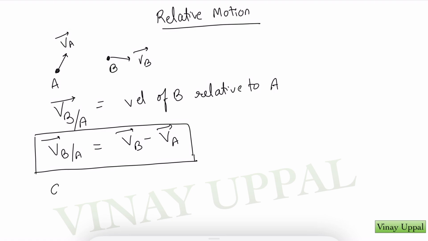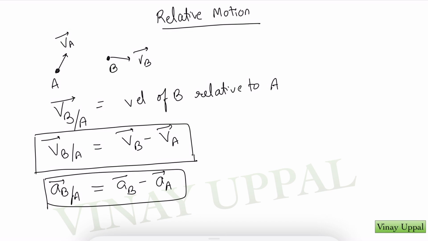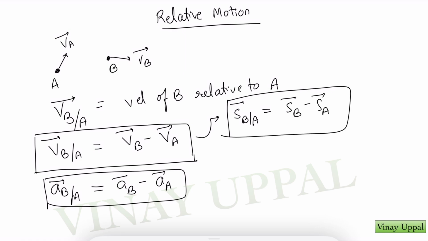Similarly, if I differentiate this once, I'll get my acceleration relation. So acceleration of B relative to A is acceleration of B minus acceleration of A. And if I integrate the velocity equation, then the integral of velocity is displacement. So I'll get displacement of B relative to A is equal to displacement of B minus displacement of A. Once again, these two quantities are in the same frame, usually the ground frame. So these are the equations that are going to be used in our relative motion topic. So let's look at a couple of questions based on these equations.